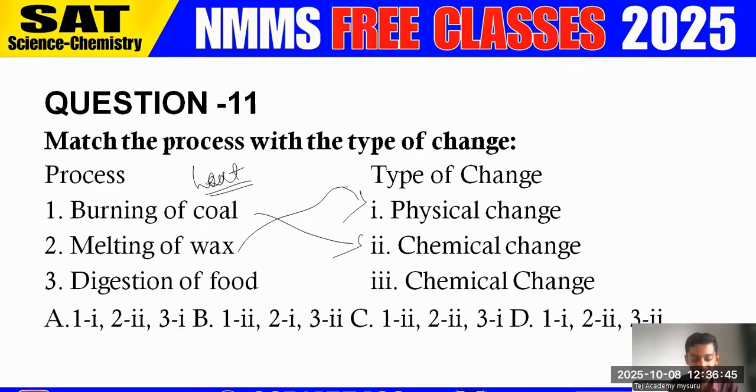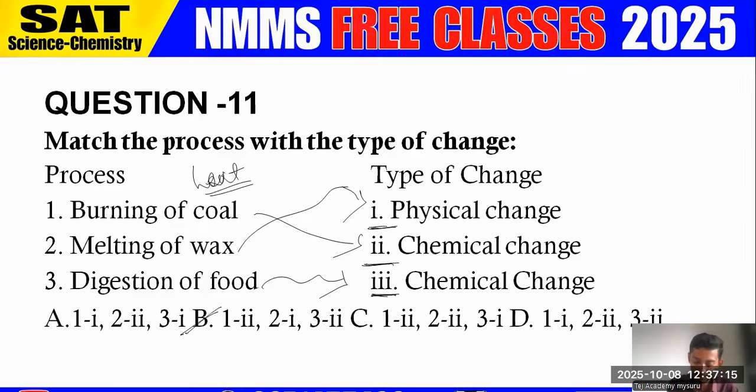Then digestion of food. What is digestion of food? Converting complex substances into simpler substances. There will be a production of energy, so that's why it is also a chemical change. So 1 is relating with 2, and 2 is relating with 1, and 3 is relating with 3. So the correct option is option B.